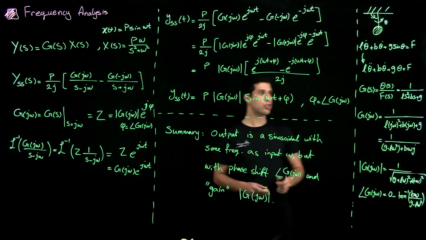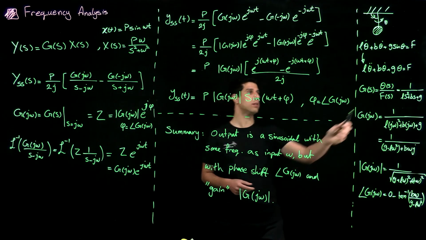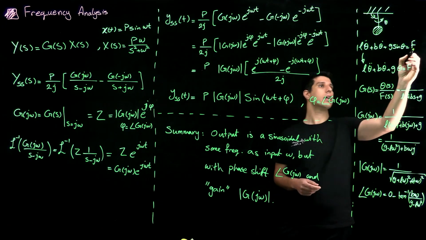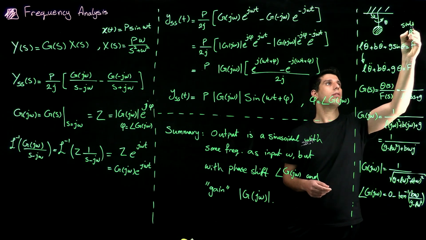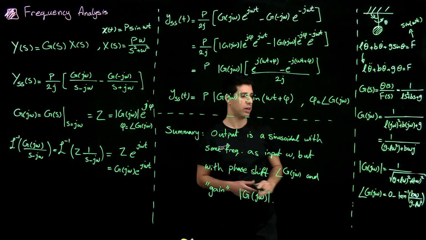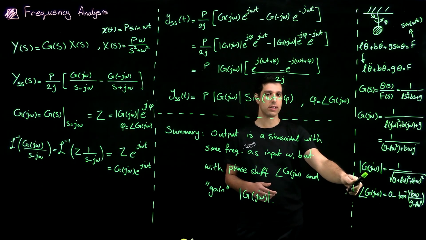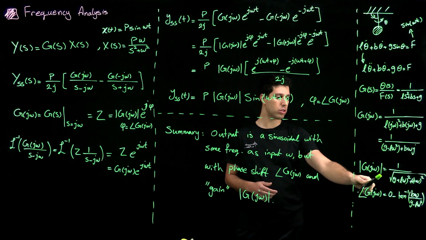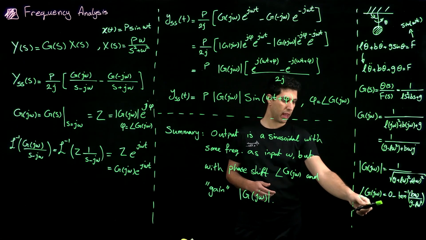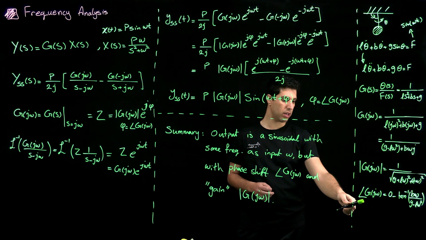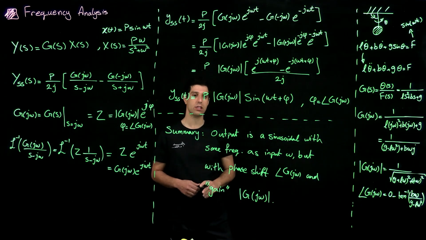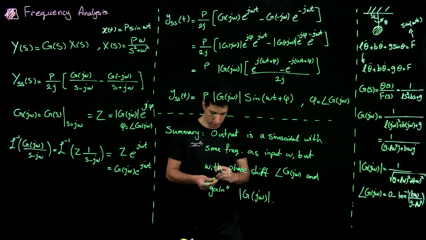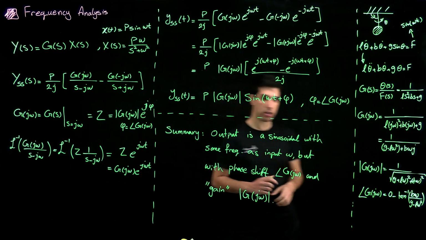So these are the gain and phase shift of the response if my input F is some sine of omega t. The output theta at the steady state will have its amplitude multiplied by this number, and the response is going to be shifted by this amount.